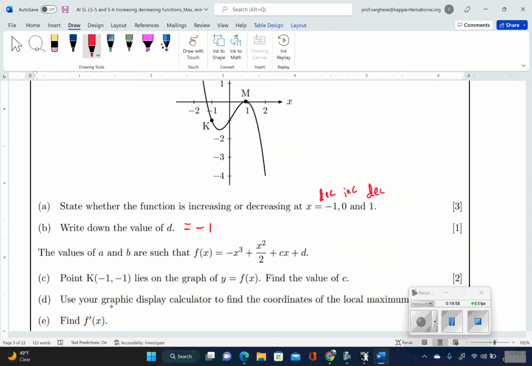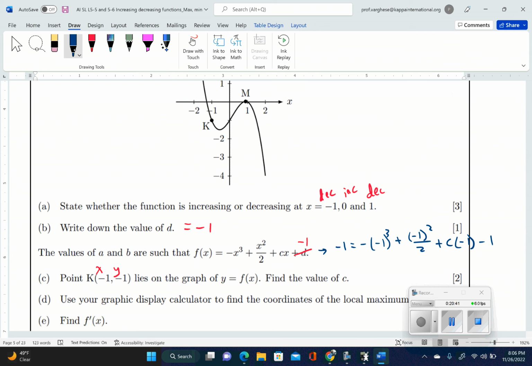All right, so now they give us a function. We already know d is -1, and we're looking to find out what the value of c is. So they're telling us this point lies on the graph, so wherever our y is, we're plugging in the number -1, and wherever our x is, we're also plugging in -1. So I have -1 is equal to (-1) to the third plus (-1) squared over 2. Look at the important use of parentheses.